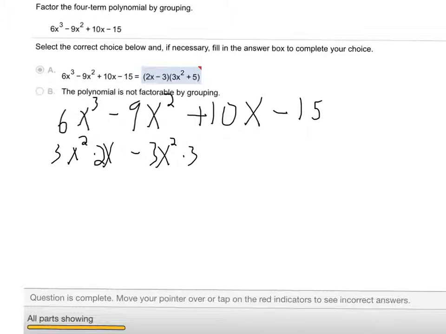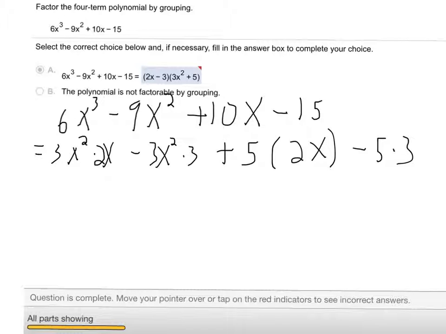Do the same thing for the second pair of terms, except it'll be 5 this time. 5 times 2x, parentheses there are not required, 5 times 3. So the GCF for this pair of terms is 5, so I'll make that 5 and a 2x and a 5 and a 3. So now I just factor the common factor here.